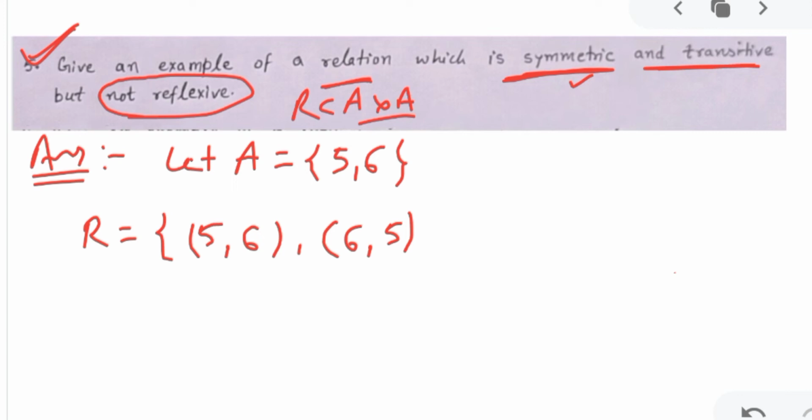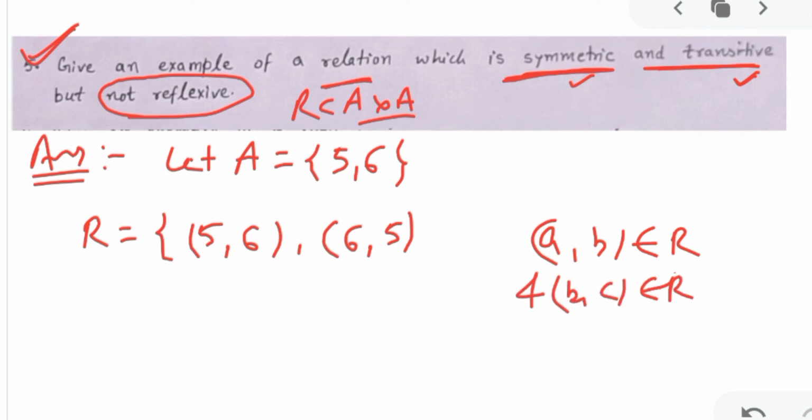Now we have to satisfy the transitive also. What is the meaning of transitive? Transitive means if AB is an element of R and BC is an element of R, then A, this is the common part, A, C should be an element of R.